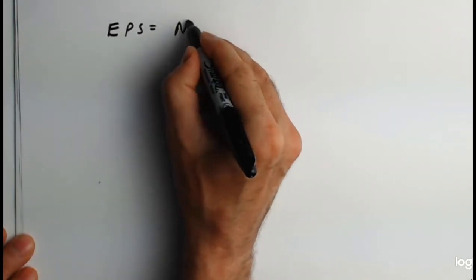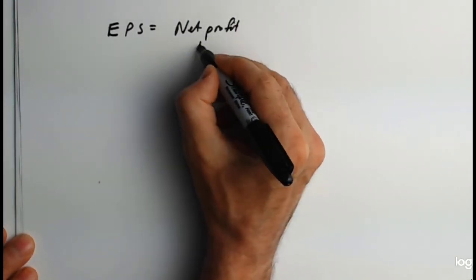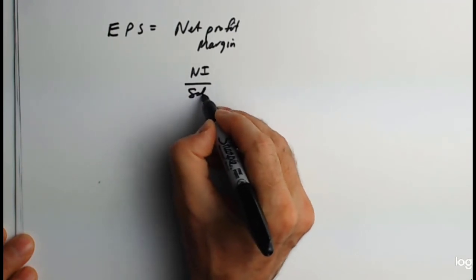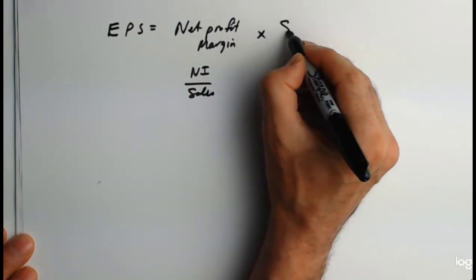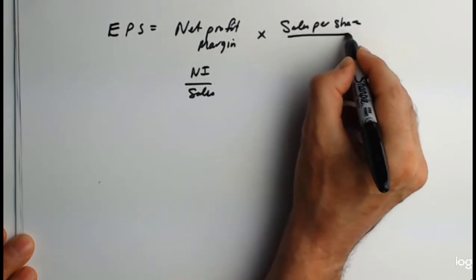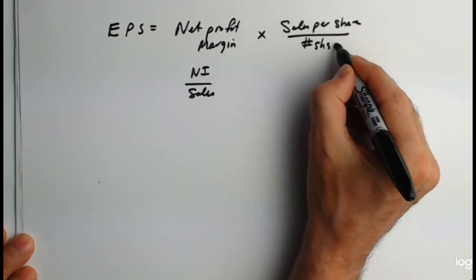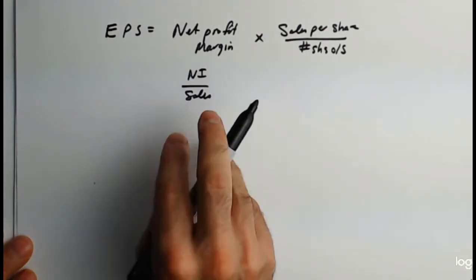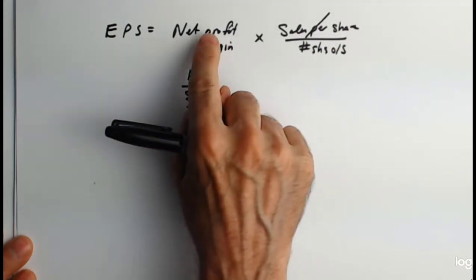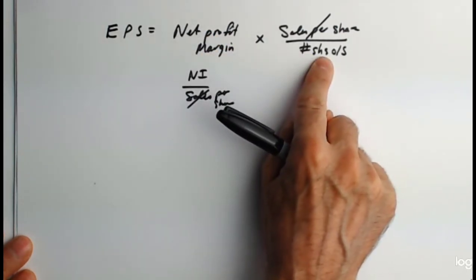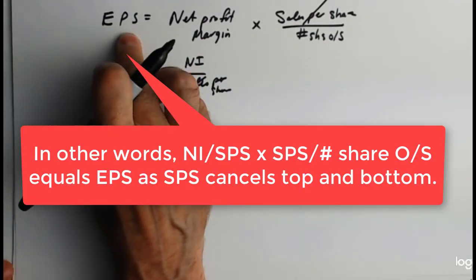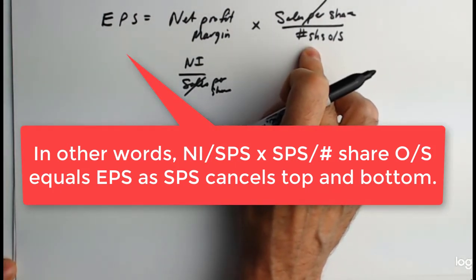Let's say earnings per share equals your net profit margin, and we just saw that a few minutes ago. That's net income divided by sales. And it also is times sales per share divided by your number of shares outstanding. So you can see this sales cancels out with this sales because this is actually per share. And so net income, which is your net profit margin, divided by number of shares outstanding gives you earnings per share. Okay, so all I did was decompose earnings per share into its components, into its pieces.